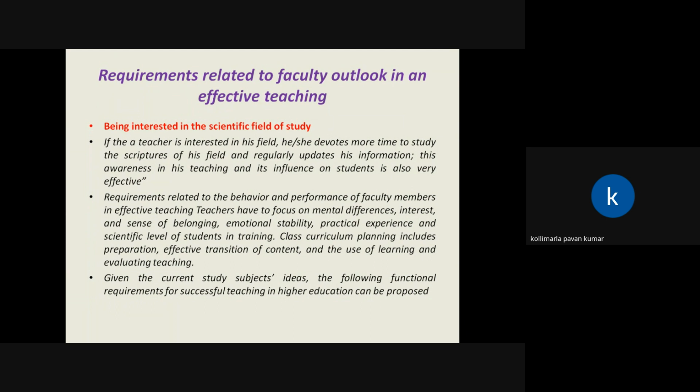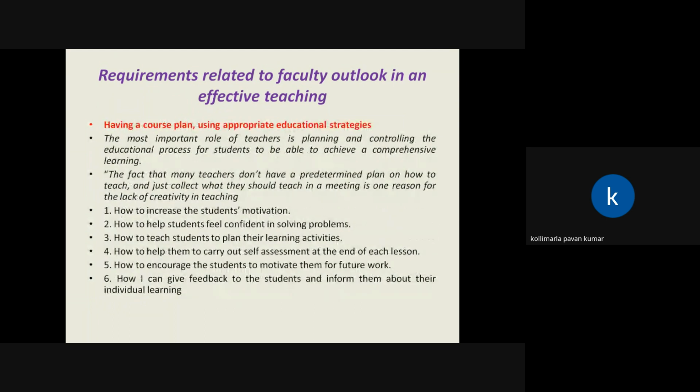Now, given the current study subjects, the following functional requirements are also required. First, having a course plan using appropriate educational strategies. The most important role of a teacher is planning and controlling the educational process for students. This is how you are going to plan, right? How far it is going to achieve this plan is going to meet the requirements of the students.